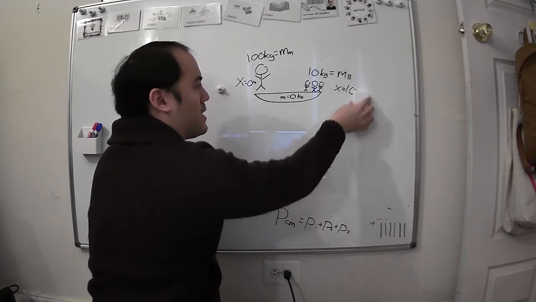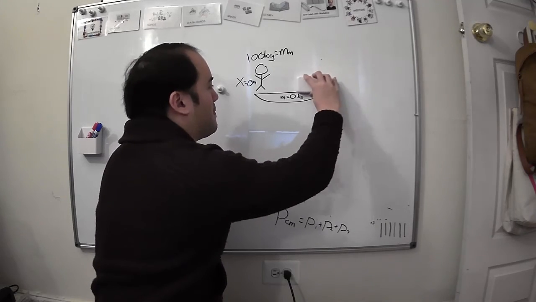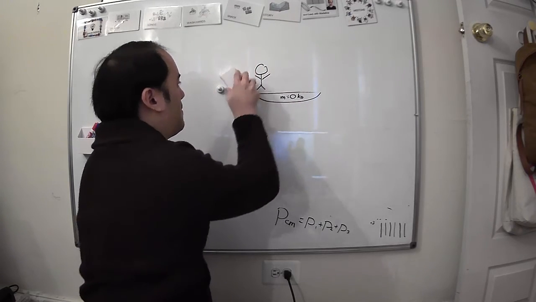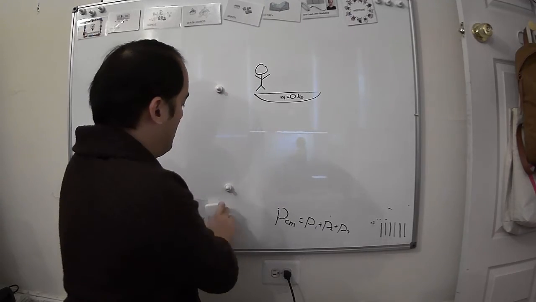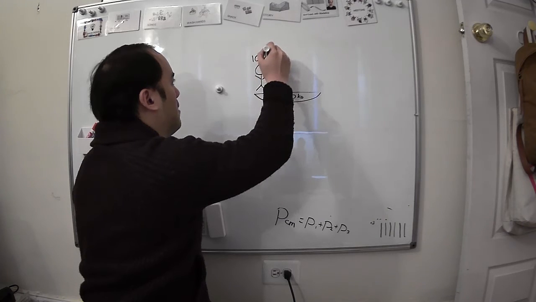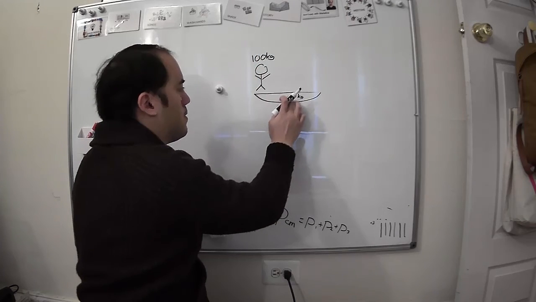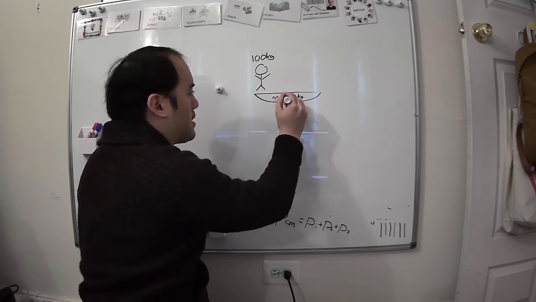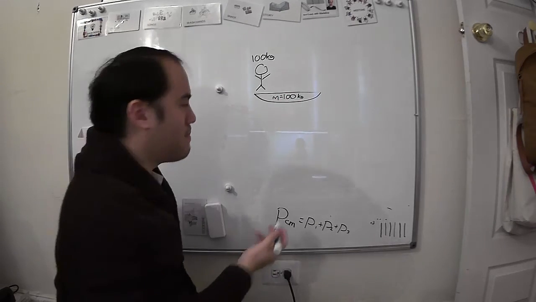Alright, forget about the babies. Pretend they jumped in the water and went away. And let's say I'm still 100 kilograms. Let's say this boat is also 100 kilograms, to be a little more realistic. You can't really have a massless boat. So yeah.